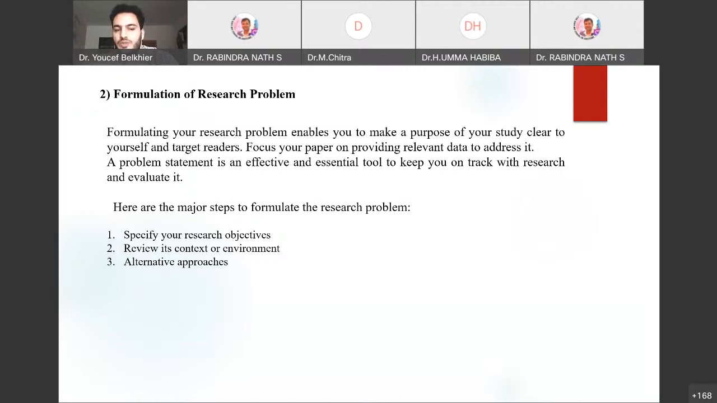Firstly, you should specify your research objectives. First one is the objectives for the paper. Secondly, review its context, environment, and thirdly, alternative approaches.